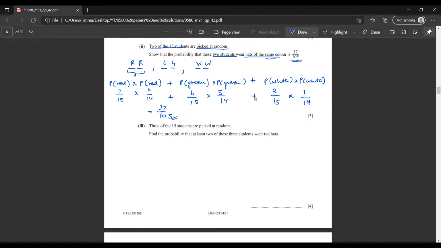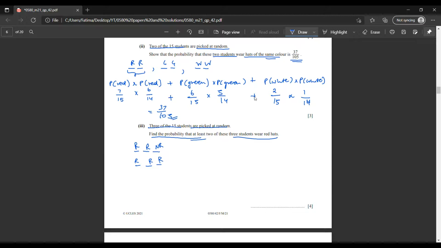Now moving on to part 3. 3 of the 15 students are picked at random. Find the probability that at least 2 of these 3 students wear red hats. So we're working with red hats again, and this time 3 students are picked instead of 2. And our criteria is that it has to be at least 2 of the students that have red hats. So let's start off with 2 students having red hats at first, and then the third student would have not red, and the next situation where all 3 of them have red hats.